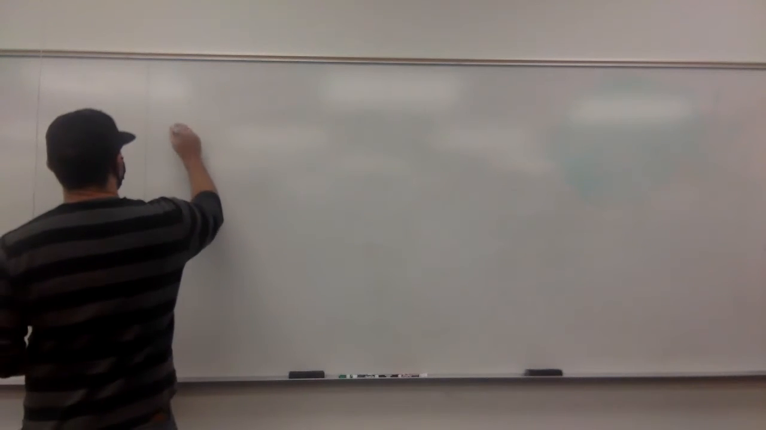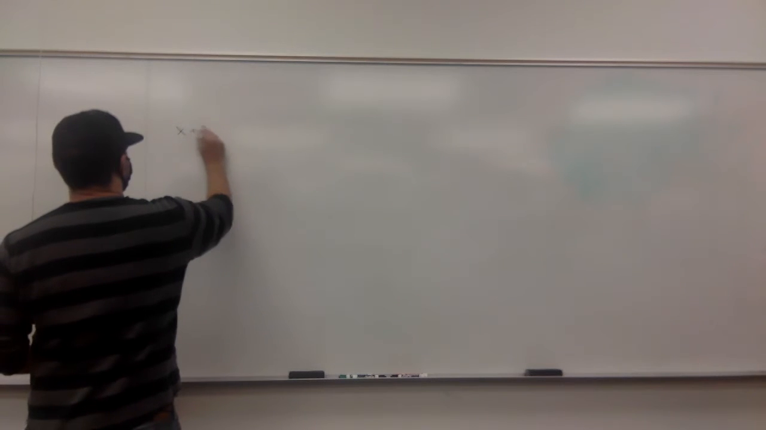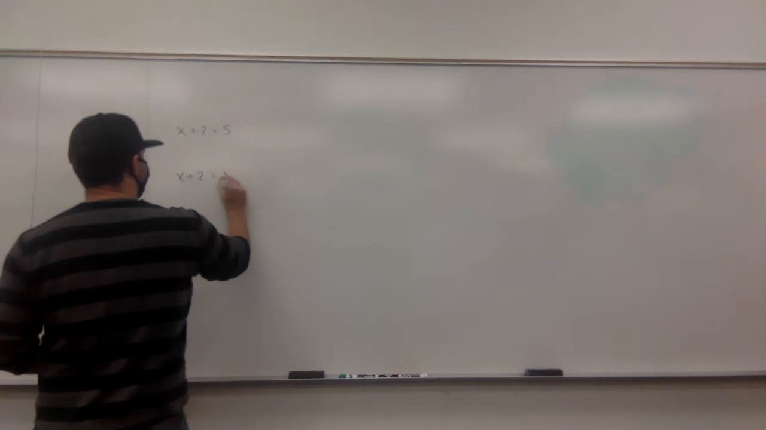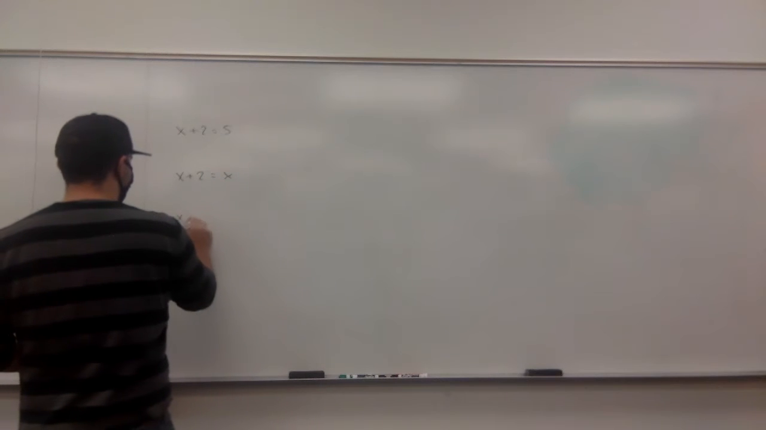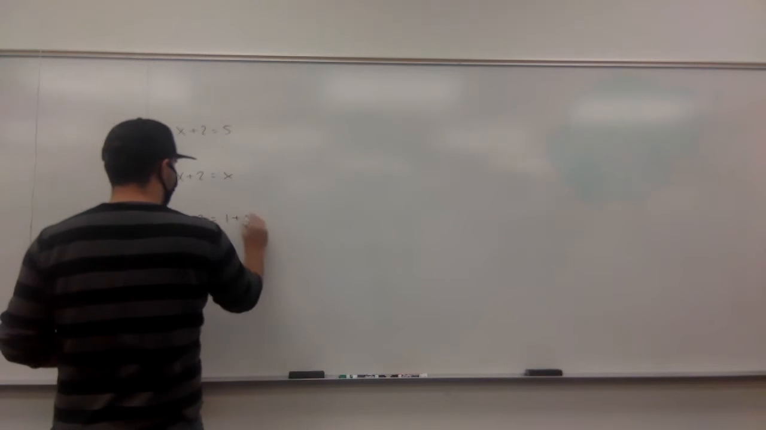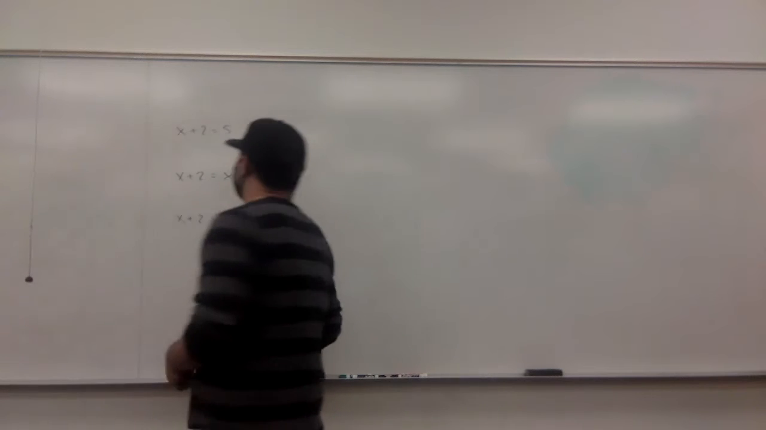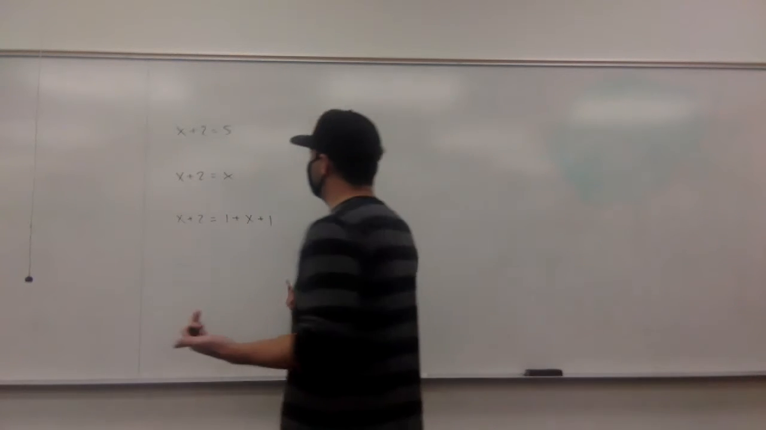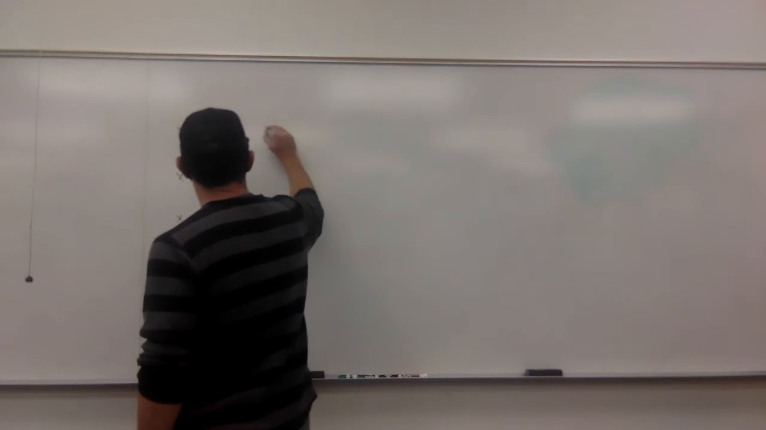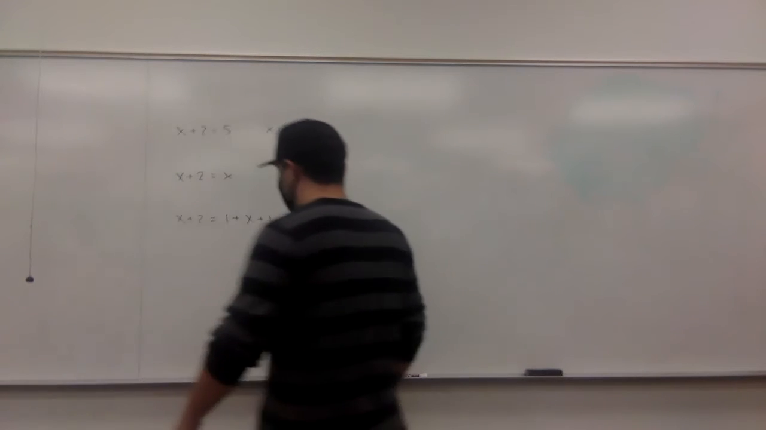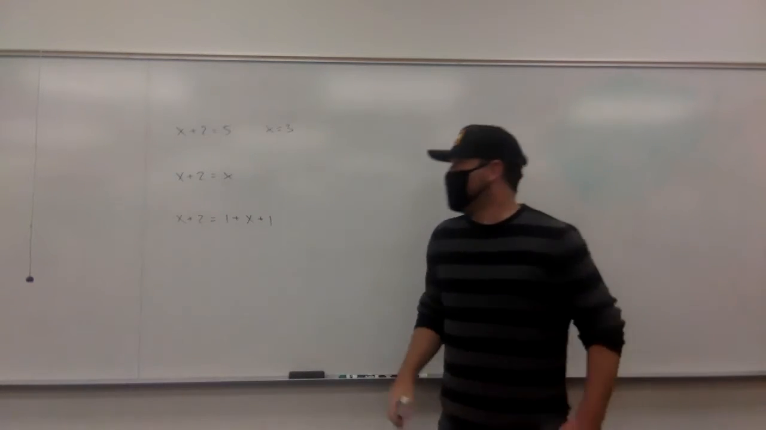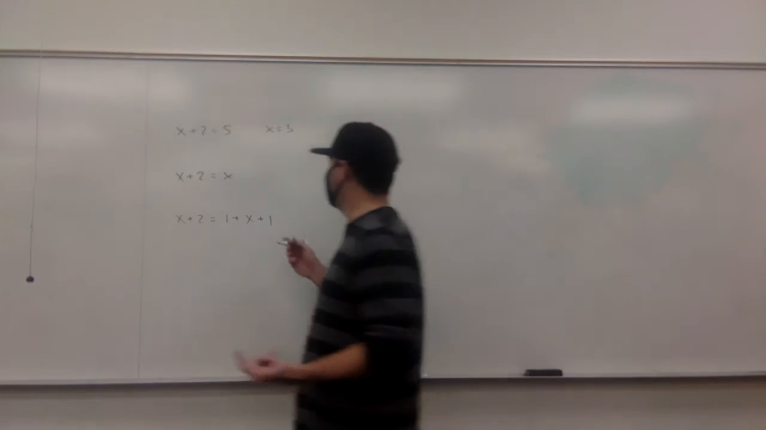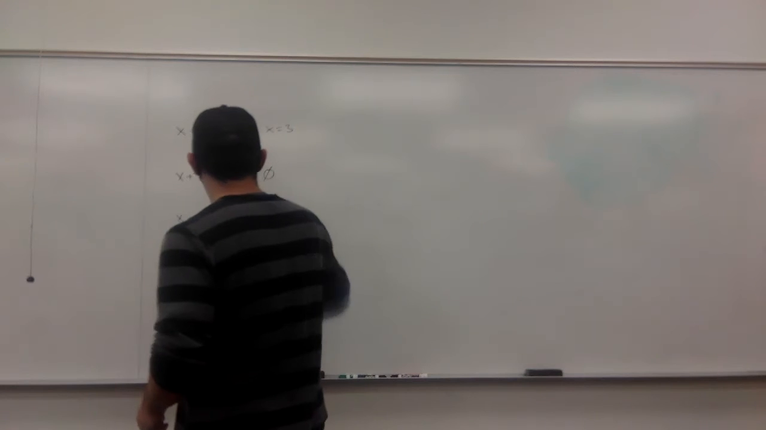So for example, if we consider the equations x plus 2 equals 5, x plus 2 equals x, and x plus 2 equals 1 plus x plus 1. Looking at these one by one, x plus 2 equals 5 is an equation that has a single solution, right? We subtract 2 from both sides, we get x equals 3. x plus 2 equals x: you can't take a number, add 2, and end up with the exact same number, right? That's impossible. So this is an equation that has no solutions. There's no value of x that will make that true.